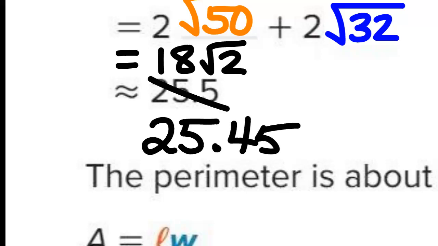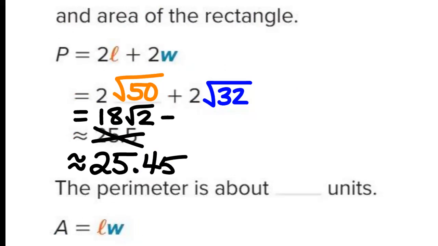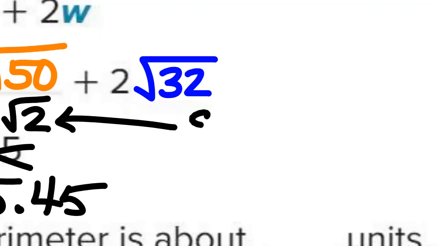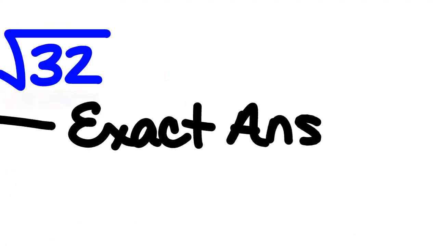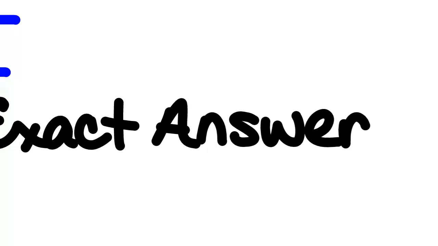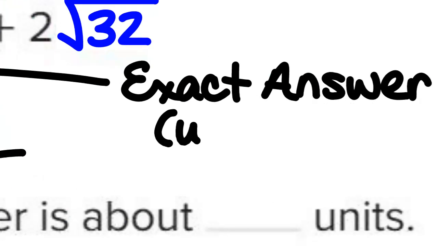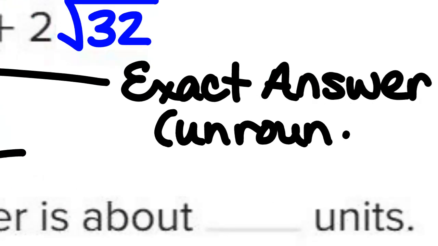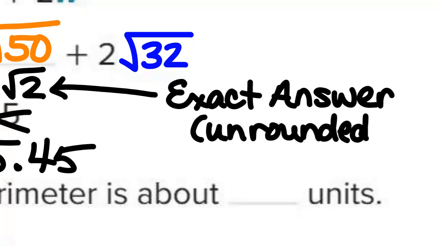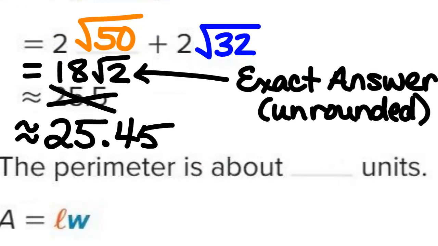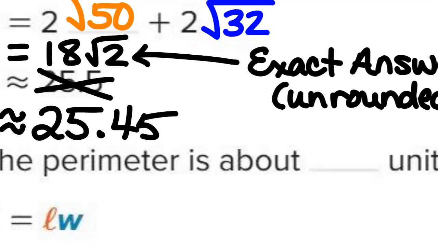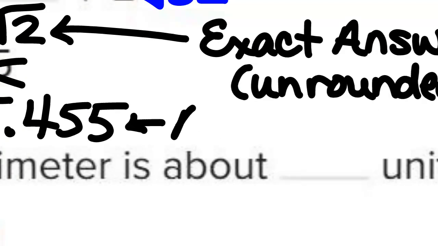25.45. I don't like your book. They rounded too small. I always want at least 2 decimal places. 18 square root of 2. This is my exact answer. That's the unrounded answer. Because it's 4, 5 what? 4, 5, 5. This would be my approximate answer.